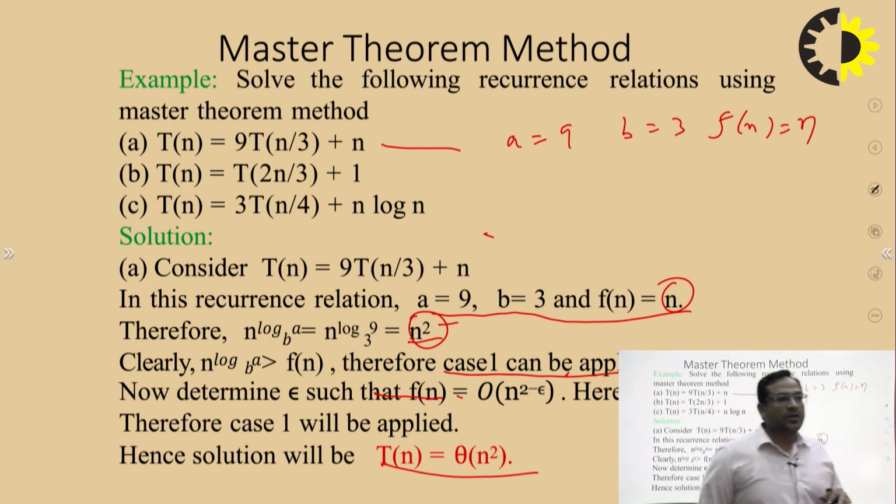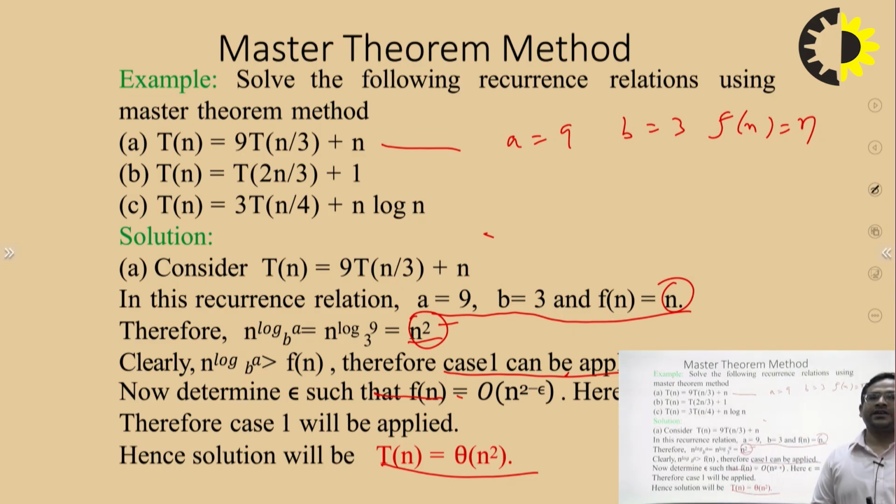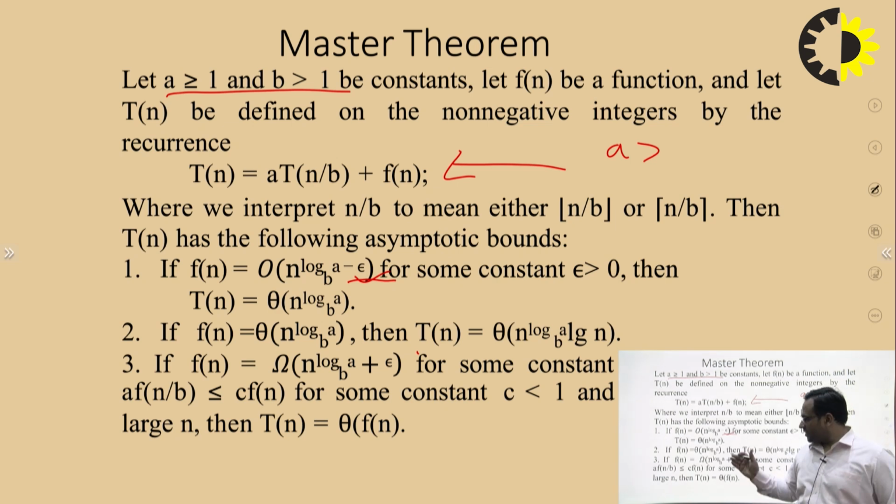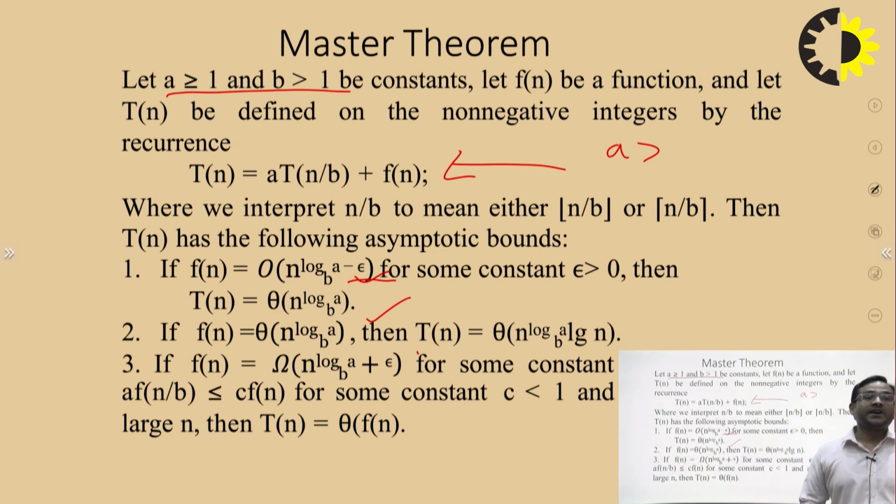It is easy to solve any recurrence relation in the form T(n) = aT(n/b) + f(n). You just calculate n^(log base b of a). If f(n)'s power is lower, you can apply case number 1. If the powers of n are equal, you can apply case number 2. If f(n)'s power is higher, you can apply case number 3, but in case 3 you have to check the other condition, that is a f(n/b) is less than or equal to c f(n).